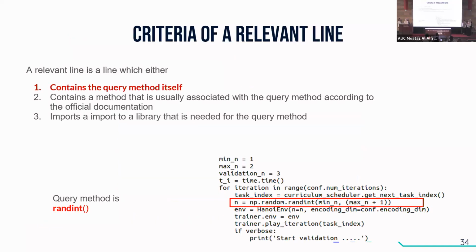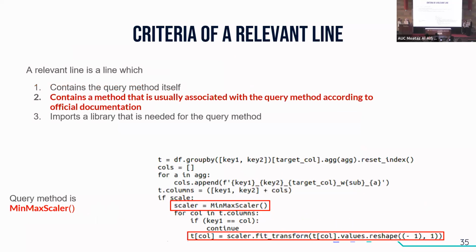We have defined the following criteria in order to determine if a line is relevant to the query API or not. So first, if a line contains the query method itself, this means this line is relevant. So for example, here the query method is randint, and this means the line containing randint is definitely relevant. And as for the second criteria, if a line contains a method that's usually associated with the query API according to the official documentation, it means this line is relevant.